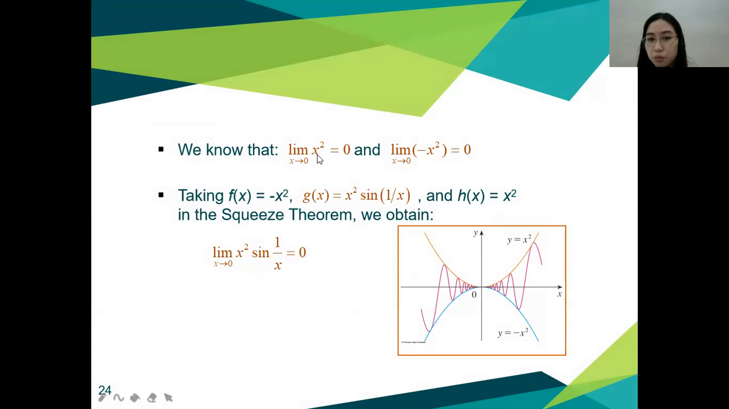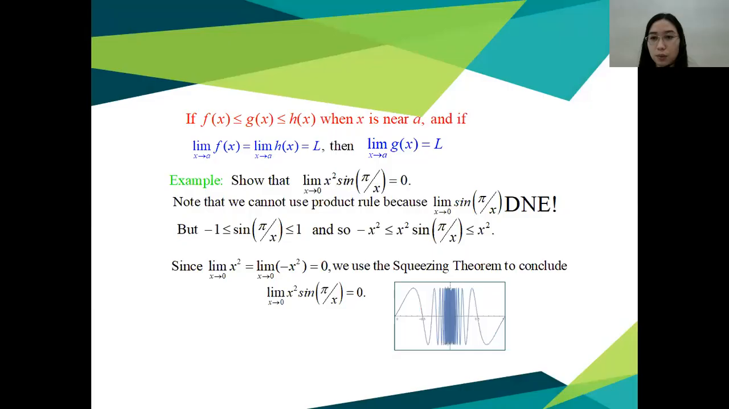Then the limit of negative x squared as x approaches 0 is also equal to 0. Taking f of x equal to negative x squared, g of x equal to x squared sine 1 over x, and h of x equal to x squared, then by the squeeze theorem we obtain that the limit as x approaches 0 of x squared sine 1 over x is equal to 0. So we proved it using the squeeze theorem.